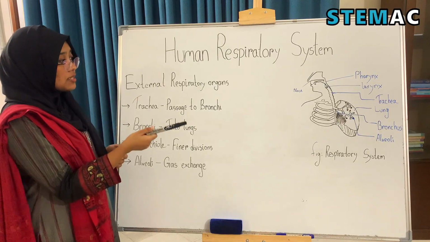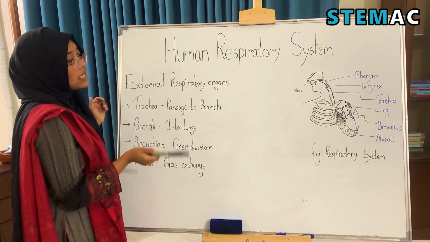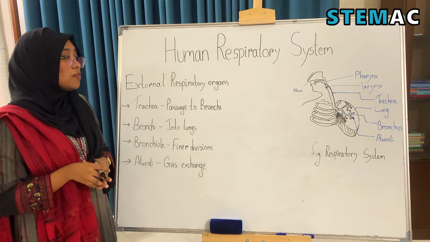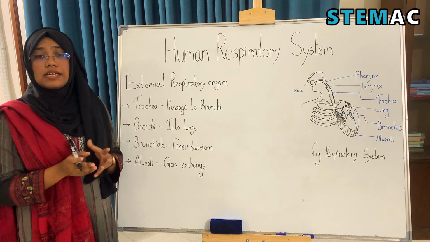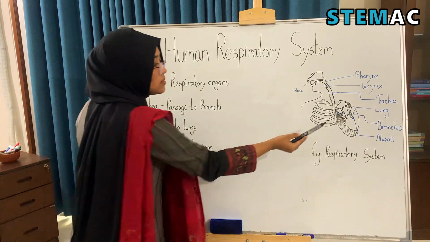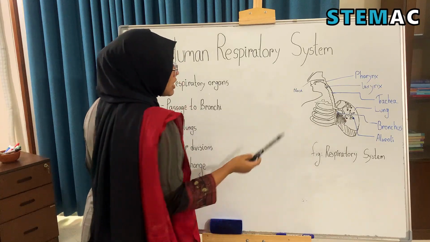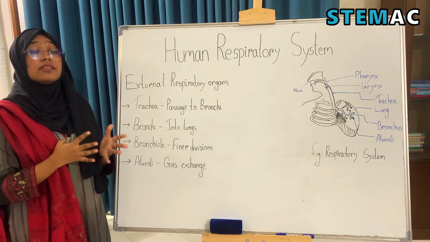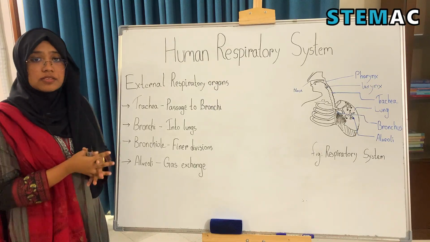And then it branches out. The small branches, as we can see, are the bronchioles, which are the finer divisions of the bronchus. They do not have any kind of cartilage in them. And then, as we can see in the picture, there are some little dots. These are the alveoli or the air sacs, where the gas exchange mainly occurs.